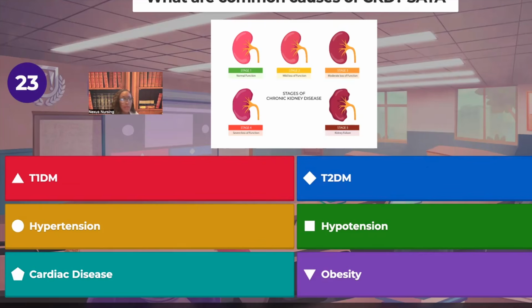Here are your options: type 1 diabetes, type 2 diabetes, hypertension, hypotension, cardiac disease, obesity. What are the common causes of CKD? And there are more. You need to know all of them.